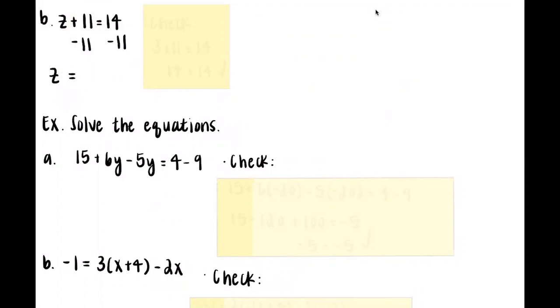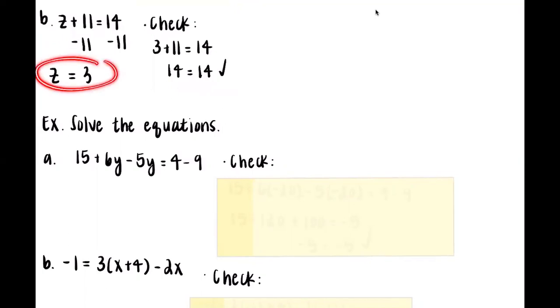And then I have on the right-hand side 14 minus 11. Well, what is 14 minus 11? 14 minus 11 is 3. So that's what we're claiming to be the solution. Well, let's go ahead and check it. Again, I'm claiming that this z really just is a 3. So wherever there's a z, I'm going to plug in a 3 because I'm claiming that they're the same thing.